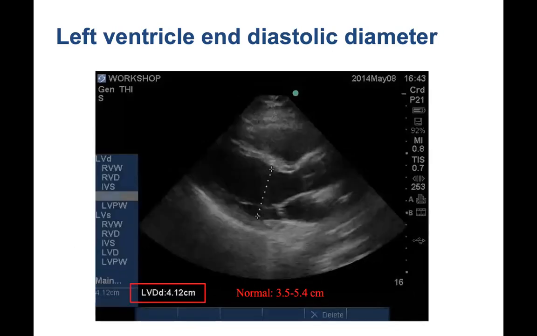Here's where you would measure in the long axis view. This is the parasternal long axis view: right ventricle, left atrium, mitral valve, LVOT, aortic valve, ascending aorta, and here's the distance in diameter here.